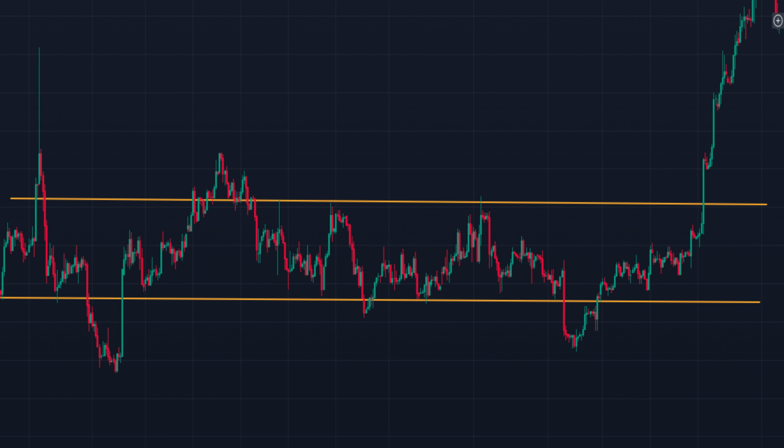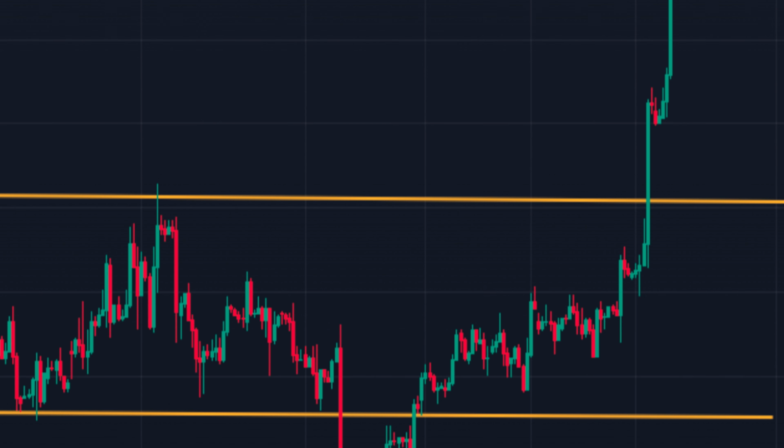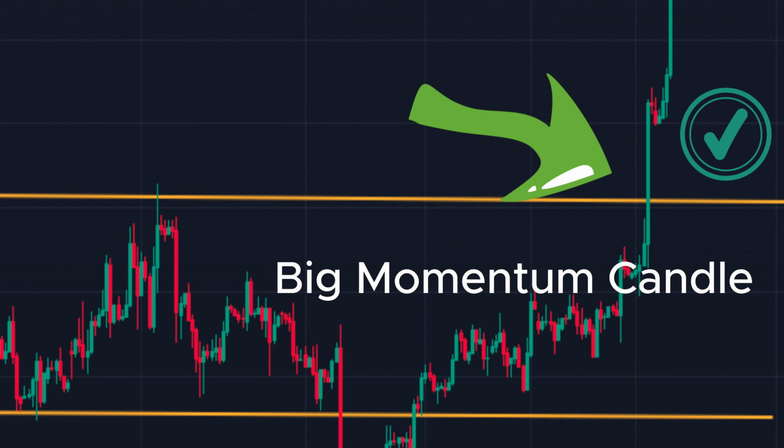So how can we avoid these false breakouts? One effective method I use is to watch for momentum candles at the breakout point. Momentum candles can be characterized by a large single candle or several medium-sized candles.